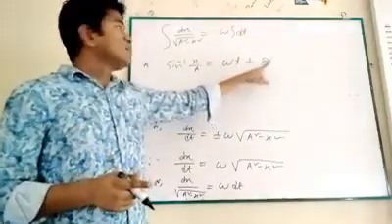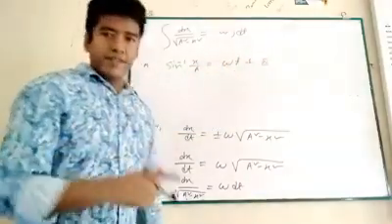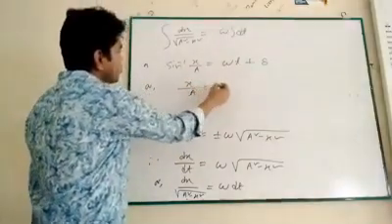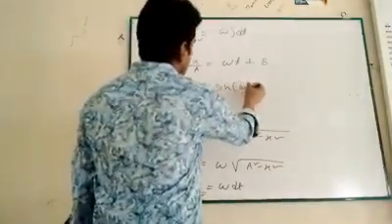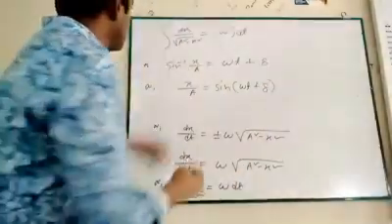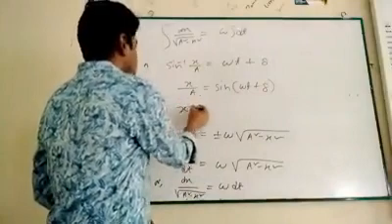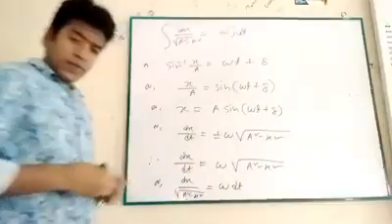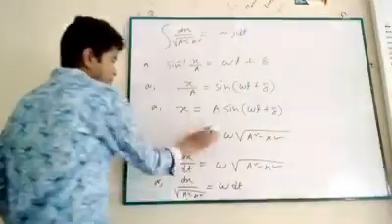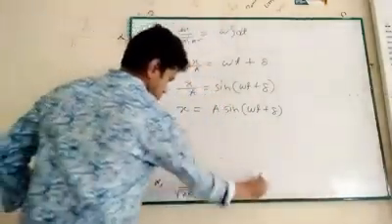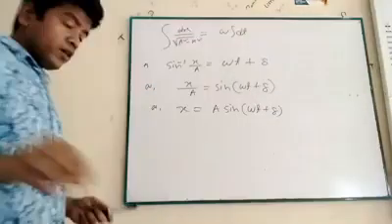Delta is also an integral constant and it has another name, that means phase difference. Okay, x by a equal to sin(ωt plus δ), or x equal to a sin(ωt plus δ). It's the equation of displacement.